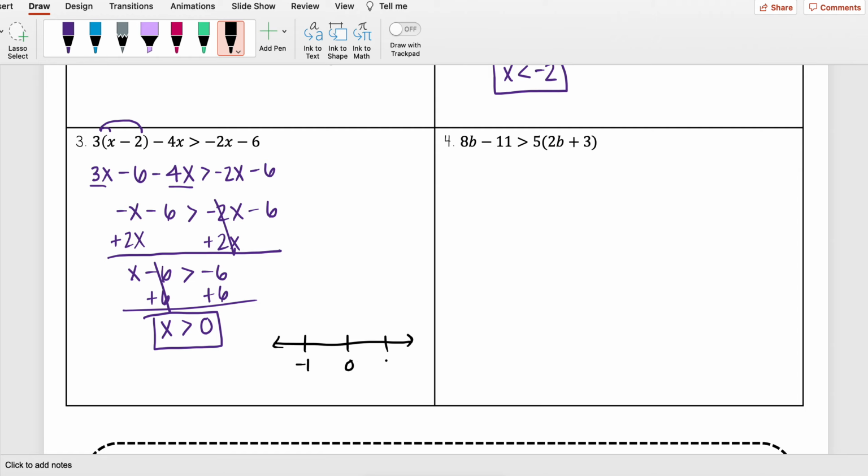And now to graph that, since I have a strictly greater than, I want to do an open circle. And I want everything bigger than it, so I want to draw my arrow to the right.